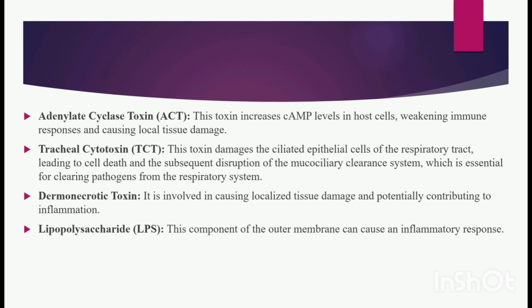Adenylate cyclase toxin: this toxin increases cAMP levels in host cells, weakening the immune response and causing local tissue damage. Tracheal cytotoxin: this toxin damages the ciliated epithelial cells of the respiratory tract, leading to cell death and the subsequent disruption of the mucociliary clearance system, which is essential for clearing pathogens from the respiratory system. Dermonecrotic toxin: it is involved in causing localized tissue damage and potentially contributing to inflammation. Lipopolysaccharide: this component of the outer membrane can cause an inflammatory response.